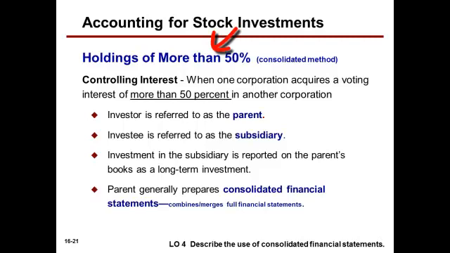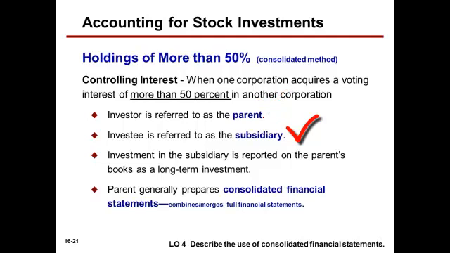In this scenario, a controlling interest exists. That is, one corporation acquiring a voting interest of more than 50% in another corporation. The investor is referred to as the parent corporation. The investee is referred to as a subsidiary. They're the ones that have been bought.